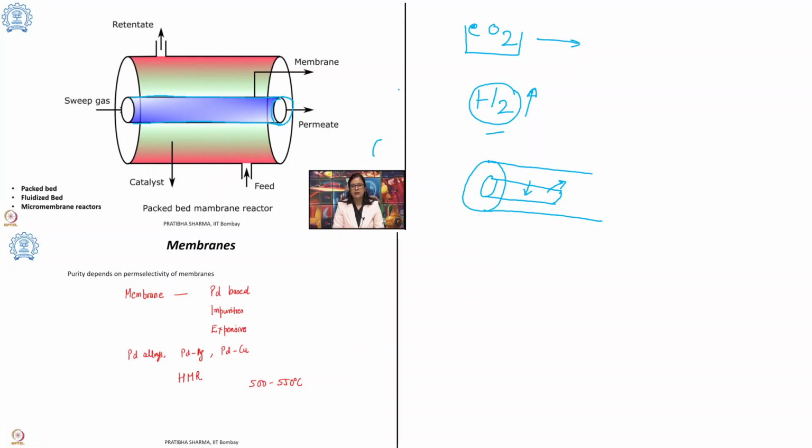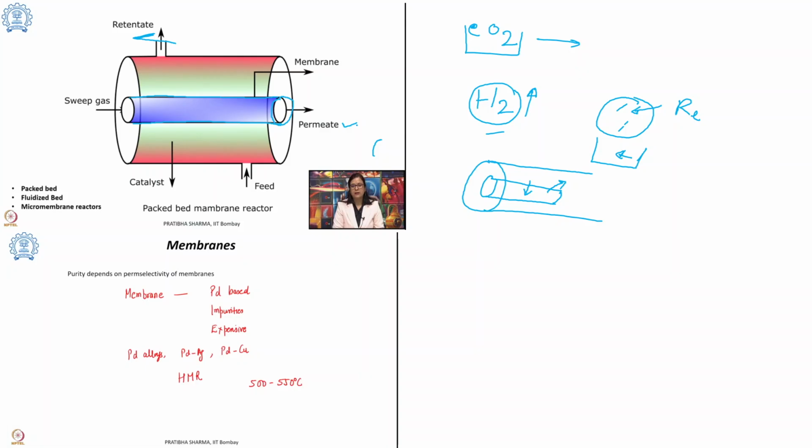Like simple straining: when we make tea with tea leaves and water, the tea leaves will be kept on the upper side, and your tea will be in your cup. The upper part is called the retentate. This is the retentate part, and whatever permeates through the membrane is called the permeate.